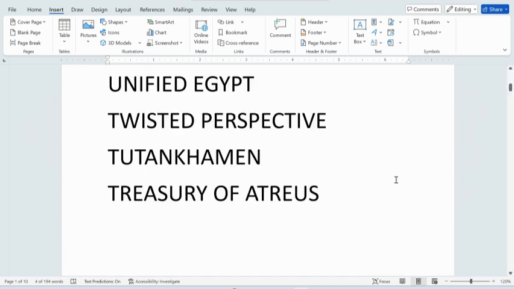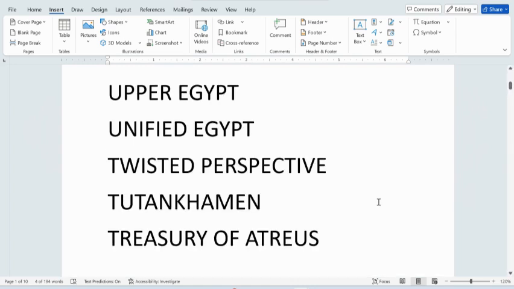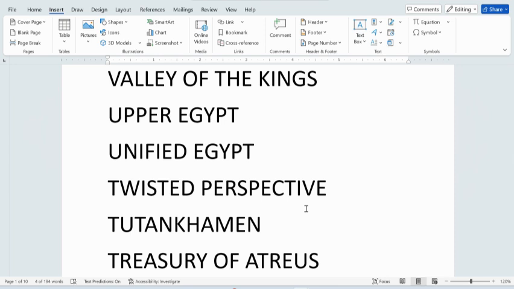Know what unified Egypt is, that's like when you see the vulture and the snake together, or you see the two hats combined into one hat. Upper Egypt, know the hat. I barely mentioned the Valley of the Kings. I mean, that's basically where Hatshepsut's mortuary temple was, and King Tut's tomb was. Other than that, I didn't really mention those or talk about those at all.